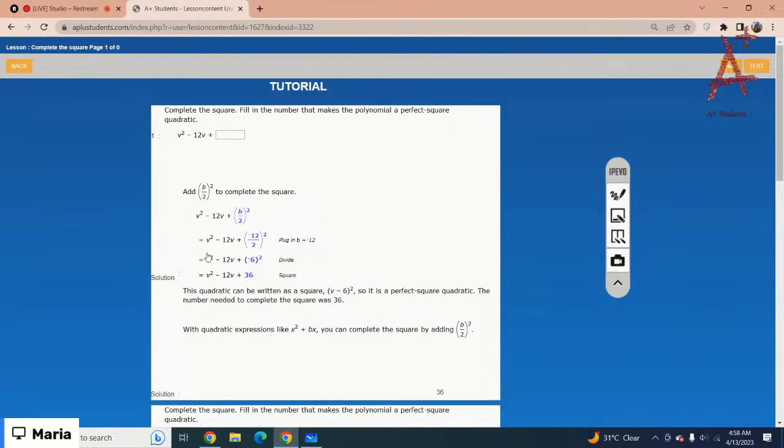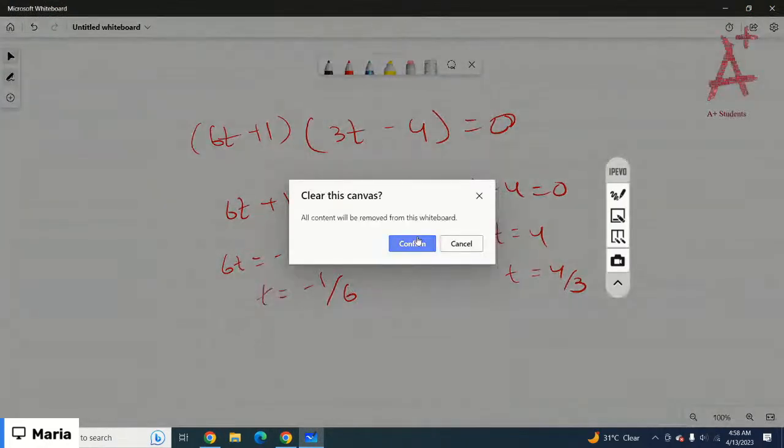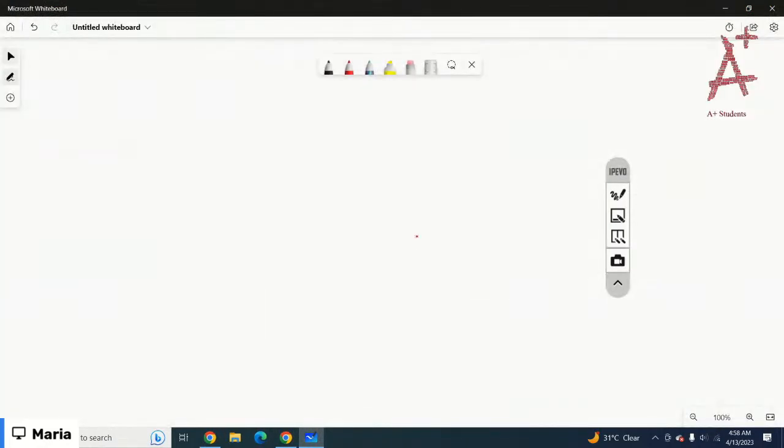The quadratic equation is ax square plus bx plus c equals 0. So whenever you have to complete the square, you have to add (b over 2) square in the equation. Got it? So let's just see the first example.